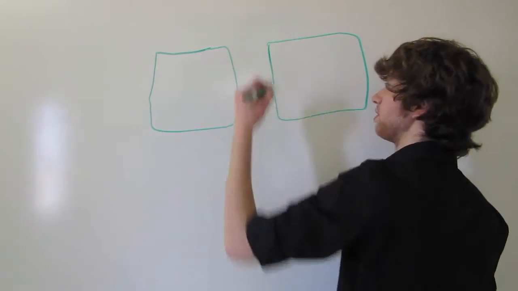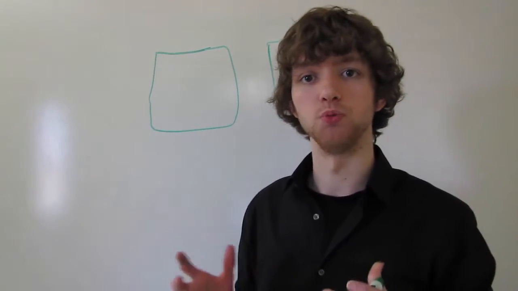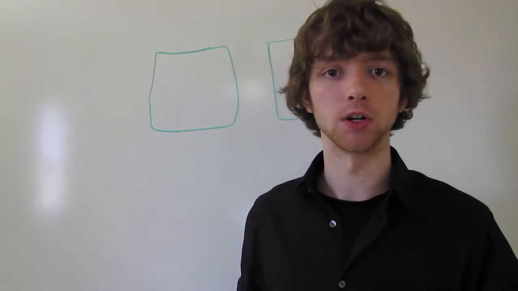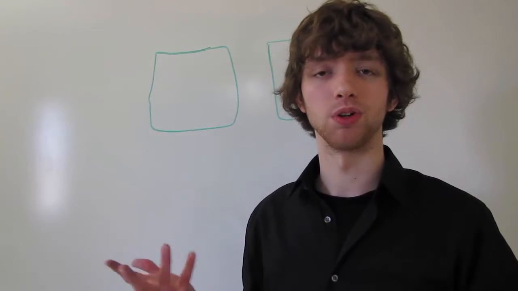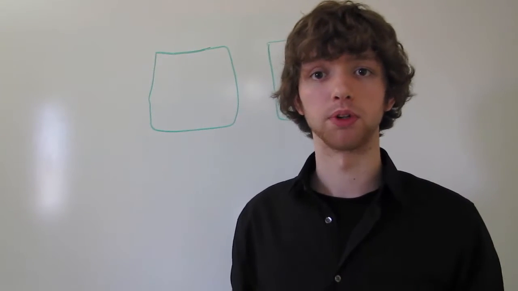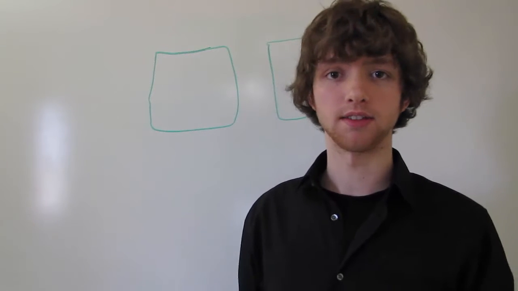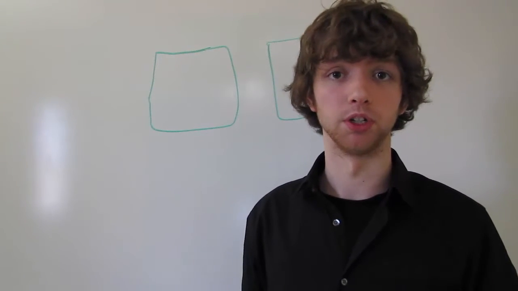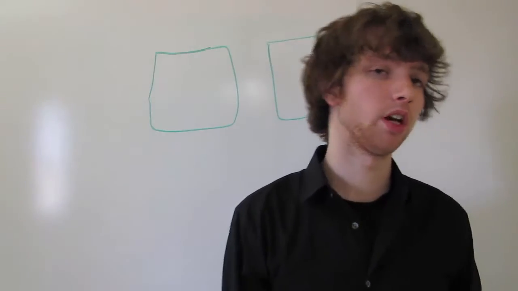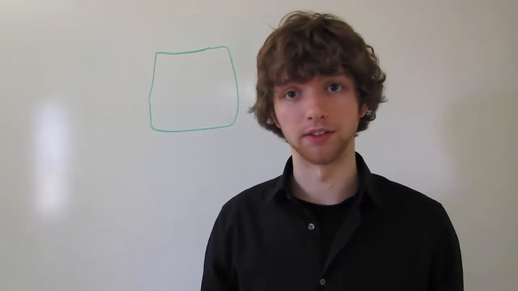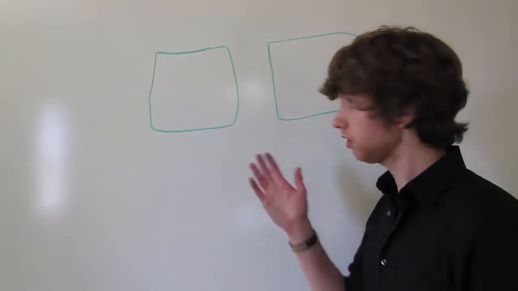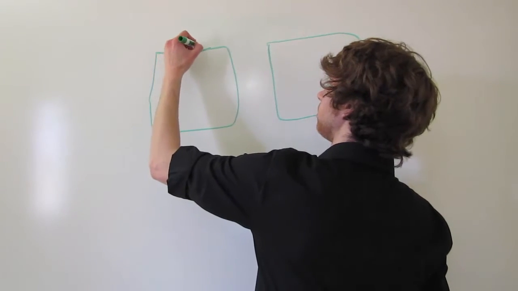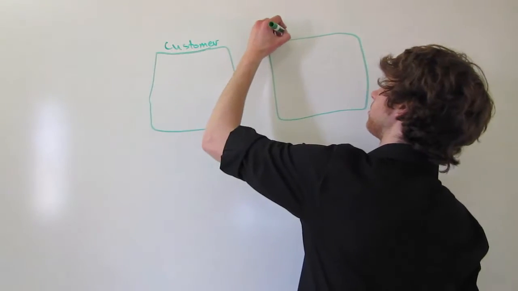And generally, this would be designed as a one-to-many relationship, because one person can have many cards, and usually one card is owned by one person. You could design it as a many-to-many relationship where you can jointly own a card or multiple people can own a card, but you can modify the examples as needed. So let's say this is the customer, and this is the card table.